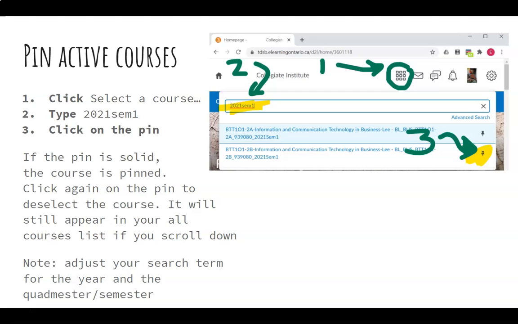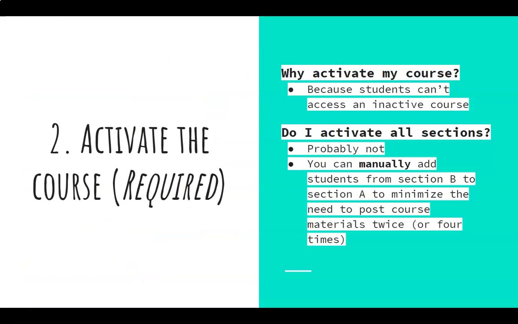You'll notice that on the right-hand side beside the name of the course is a little pin. If you were to click on the pin, it should go from a hollow pin to a black pin. Black pin with a blue background means that it is pinned. So steps 1, 2, and 3 right here.